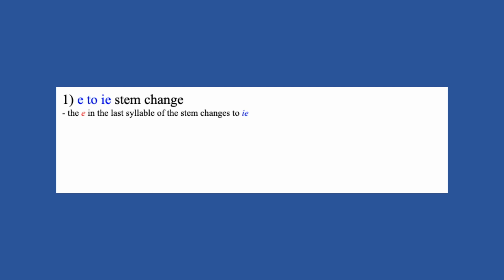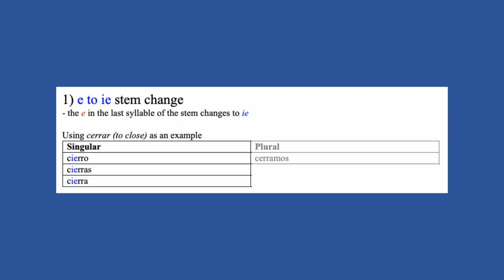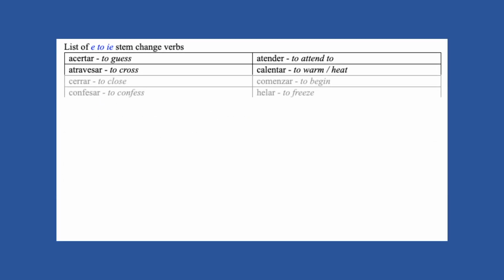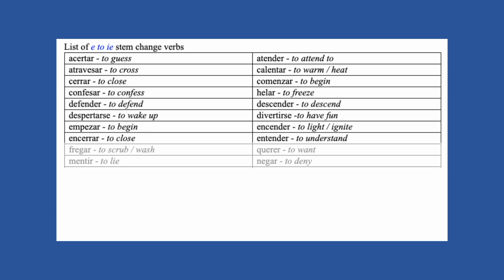The E to IE stem change using cerrar as an example. Cierro, cierras, cierra, cerramos, cerráis, cierran. These are also E to IE stem change verbs, and they follow the same conjugational pattern in the present tense as cerrar.